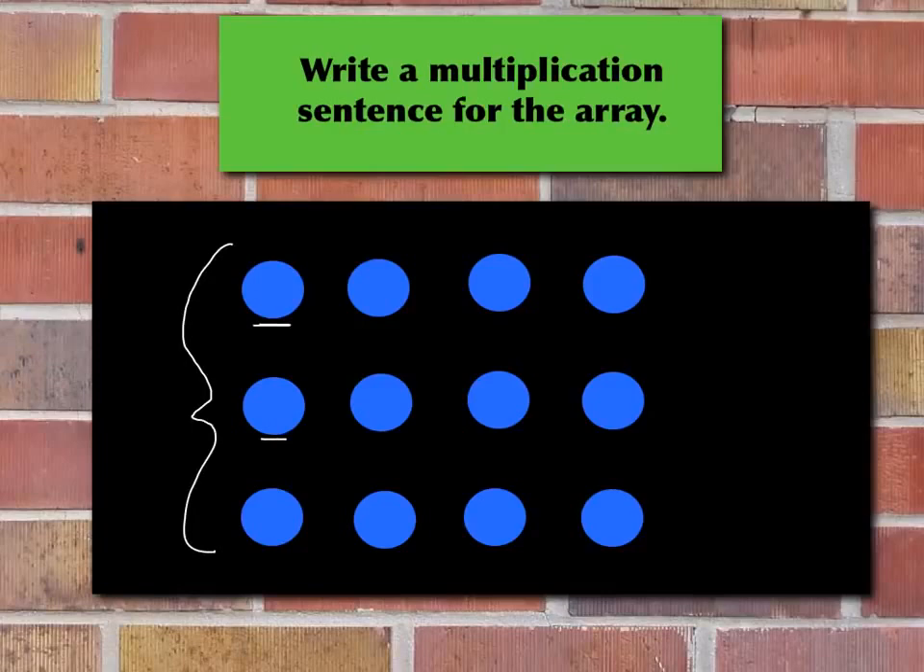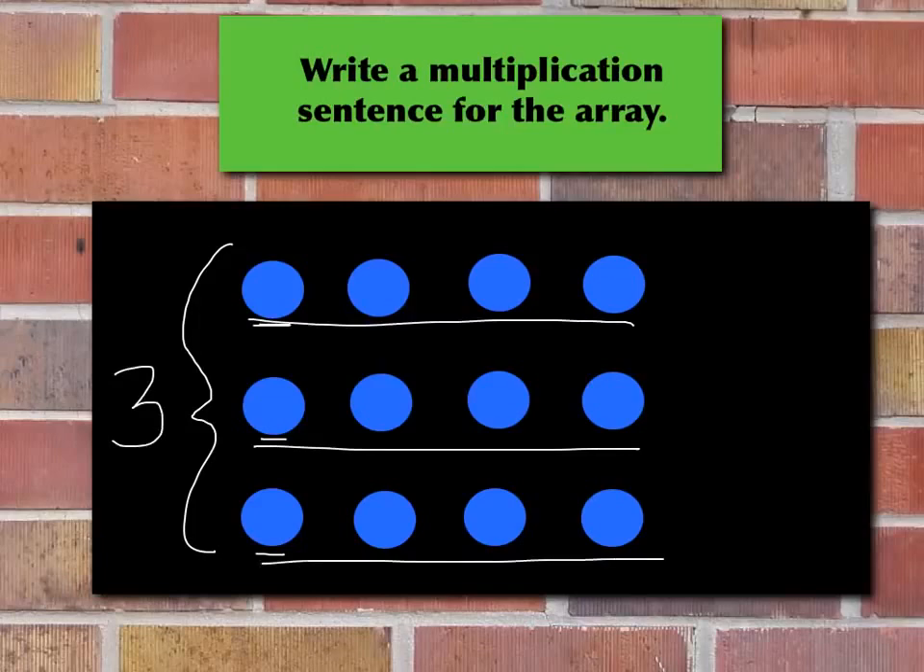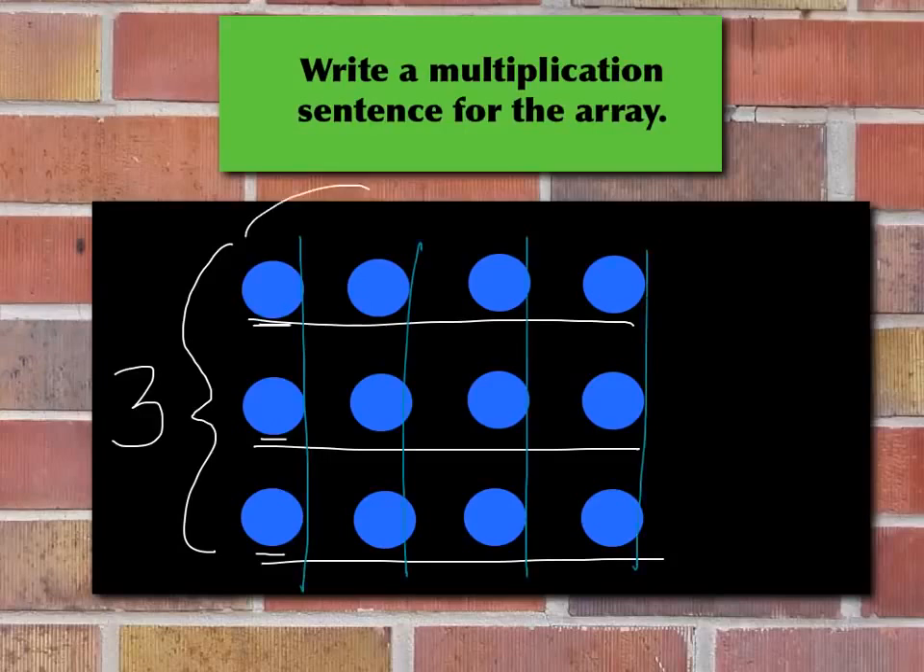1, 2, 3 rows. Rows go all the way across. Remember, rows go left to right. So now let's look at our columns. We have 1, 2, 3, 4 columns. We're going to look right here and we're going to write the number 4.